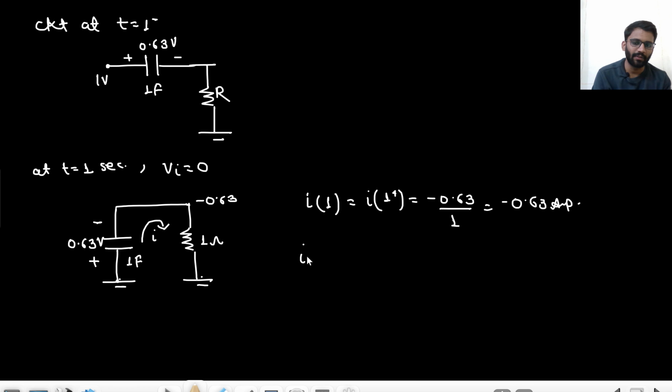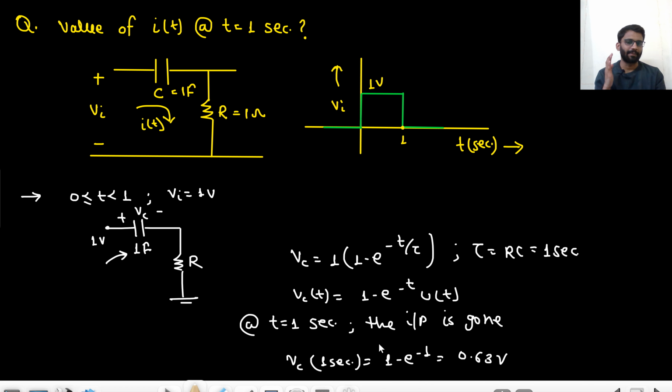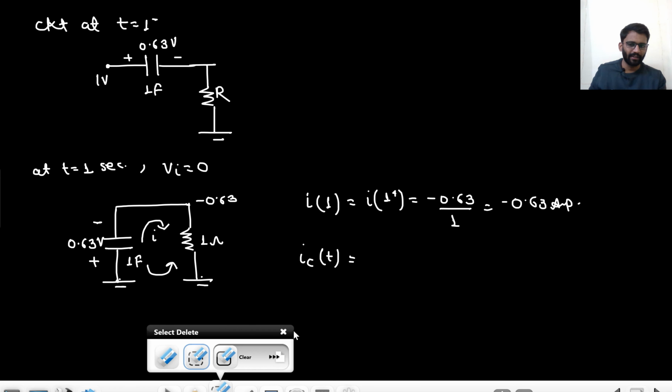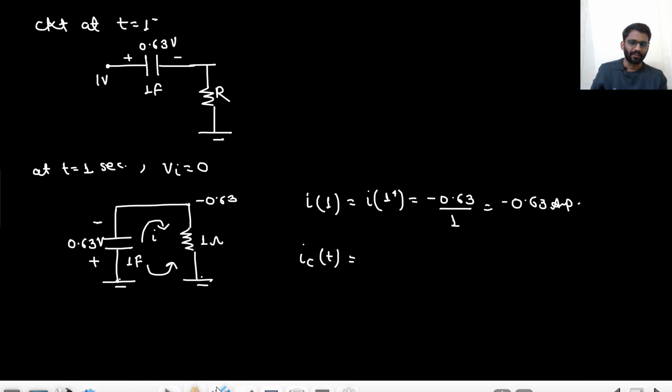If they had asked you the equation, what would you do? Like, what is happening with the capacitor voltage? The capacitor voltage is getting charged. Then when this input is gone, the capacitor will get discharged. It gets charged to 0.63 volt, and then it will discharge like this from 0.63 to 0. So you can write down the equation on your own, right? What will be the equation? Initially 0.63, then it will discharge down to 0.